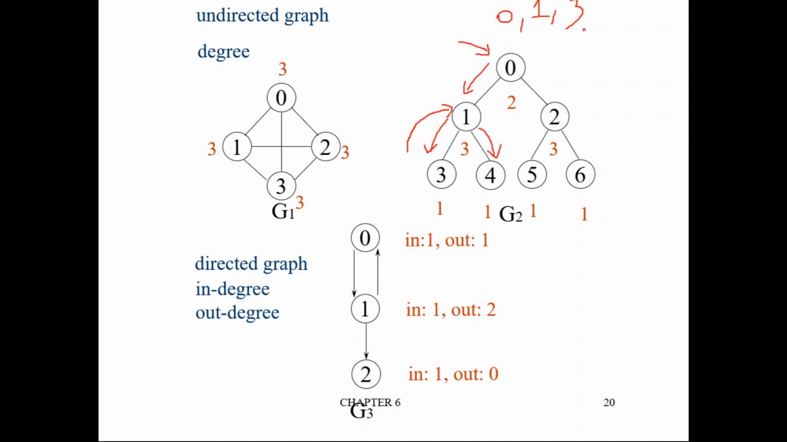Visit 4. Now 4 has reached a dead end, so go back to where you came to 4 from, that is 1. From 1 also, all were visited: 0, 3, 4 were visited. From where you reached 1, that is 0, go back to 0. From 0, 1 is visited, so we have to go to 2. Is 2 visited or not? No. So visit 2.